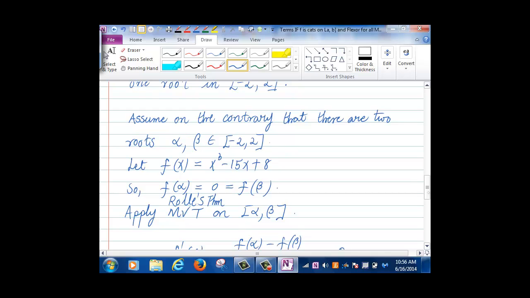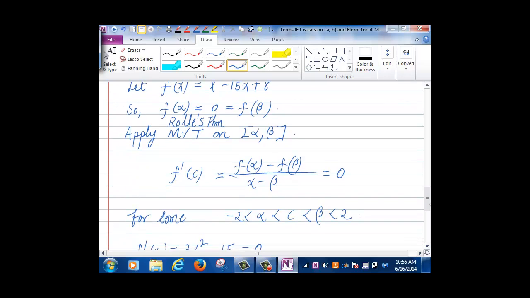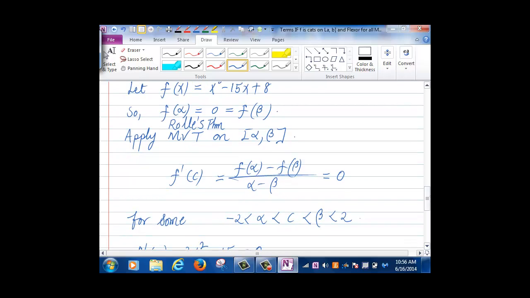So then I'm applying Rolle's theorem. Rolle's theorem says that if f of alpha and f of beta are the same, then the average rate is 0, right? So the derivative at some number c would be the same as f of alpha minus f of beta over alpha minus beta, which would be equal to 0 because these two are the same. And this is for some c between alpha and beta.